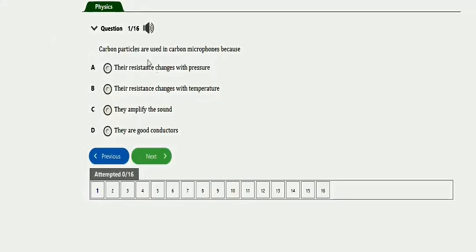A, their resistance changes with pressure, their resistance changes with temperature, they amplify the sound, they are good conductors. So guys, the right option to this question will be option A, which is their resistance changes with pressure. Next repeated question will be this one.